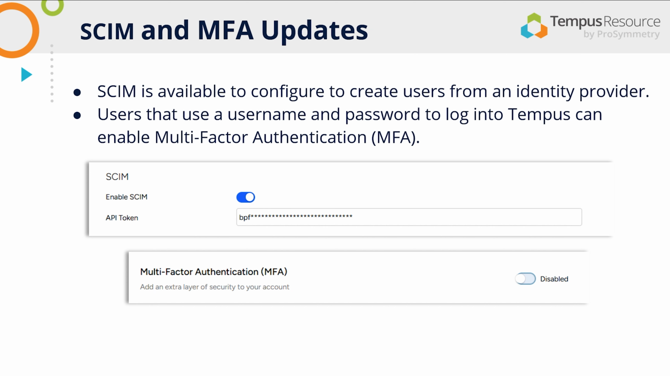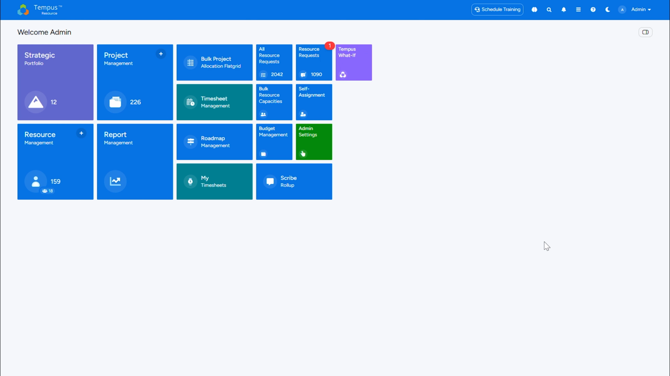SCIM is available to configure to create users from an identity provider. Users that use a username and password to log into Tempus can now enable multi-factor authentication. SCIM is now supported within Tempus. This means that you'll be able to add users via your IDP.